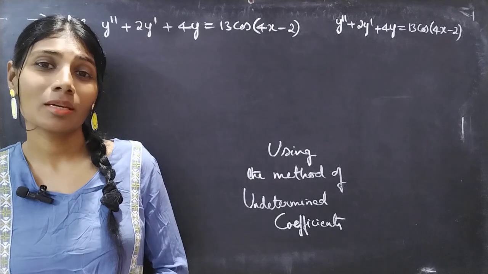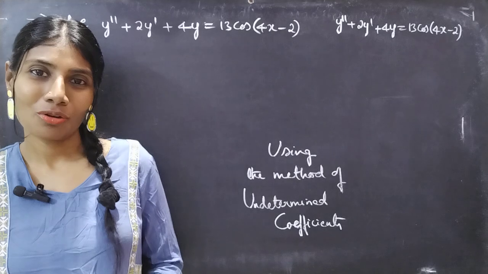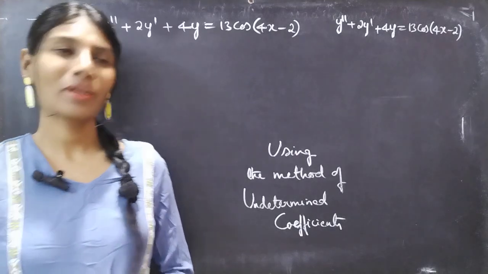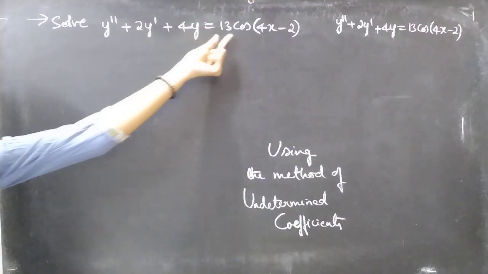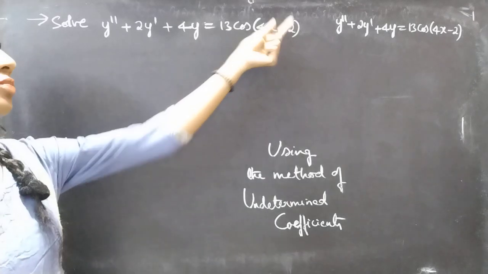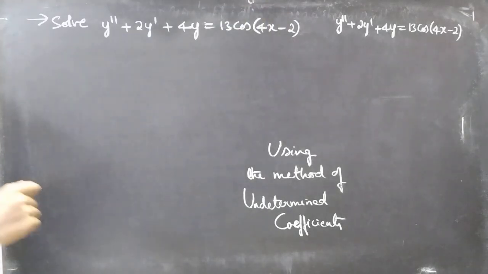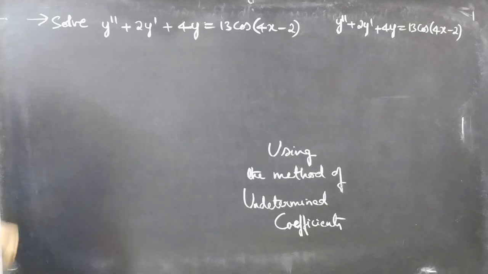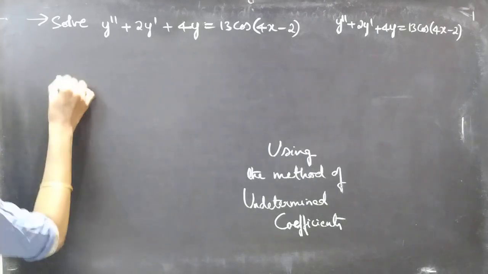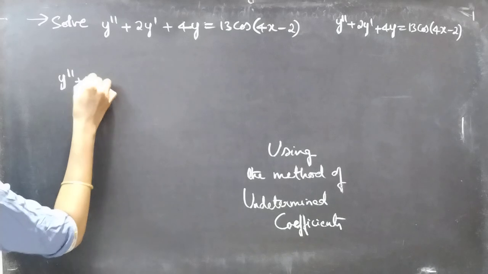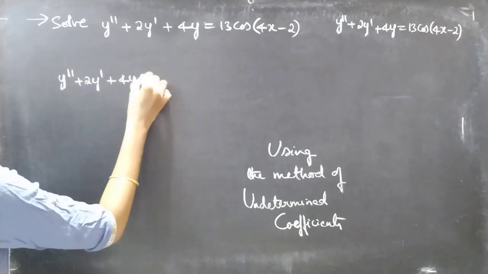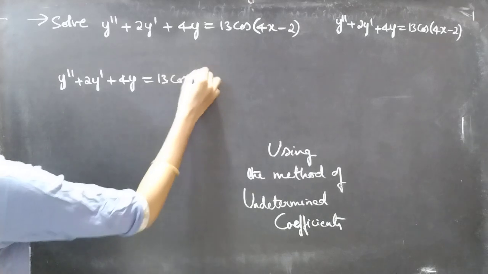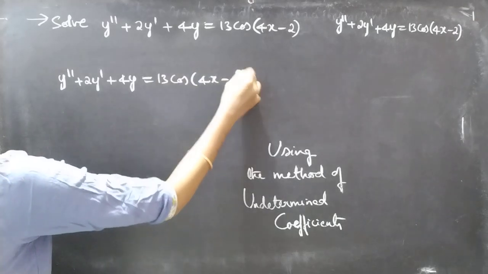In this video, we're going to see a problem using the method of undetermined coefficients. So let's get going. Problem: solve y double dash plus 2y dash plus 4y equal to 13 cos of 4x minus 2. So here we are given a differential equation in terms of y, and we are going to write this in operator form. Okay, we are given a differential equation y double dash plus 2y dash plus 4y equal to 13 cos of 4x minus 2, right?